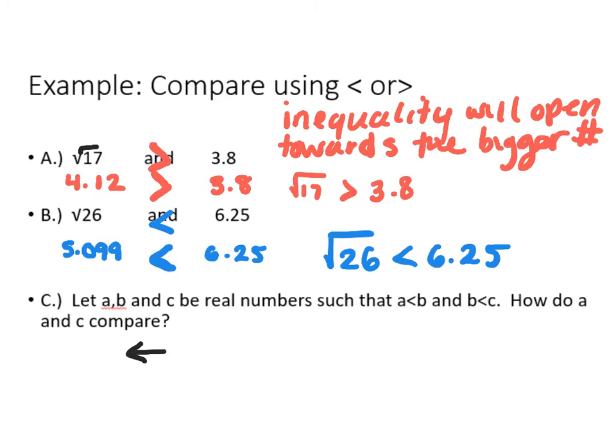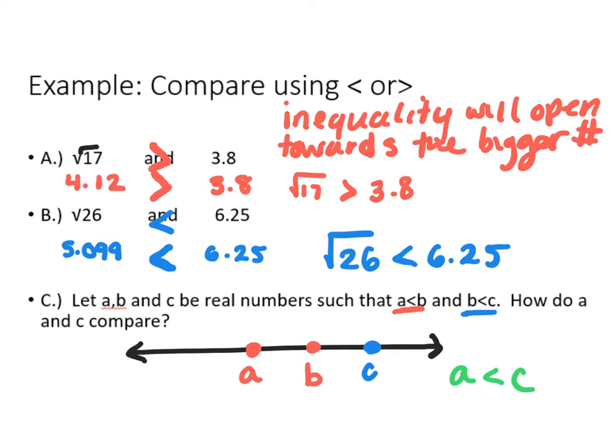Now, if we draw a number line, we know that A is less than B. Since A is less than B, if A is over here, then B is going to have to be on the right of it. Now for the next part, it tells us that B is less than C. If B is here, C is going to have to be on this side of B. Now if we were to compare the two numbers, how do A and C compare? A is less than C because it's further to the left.